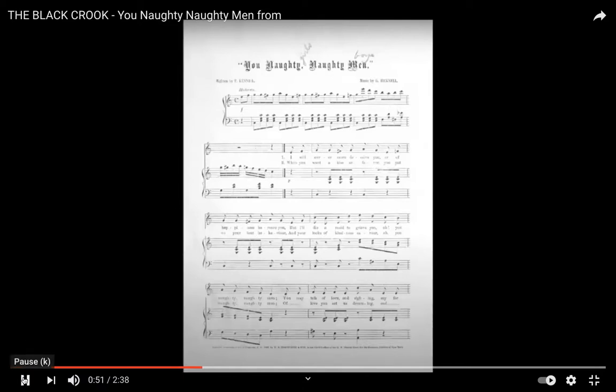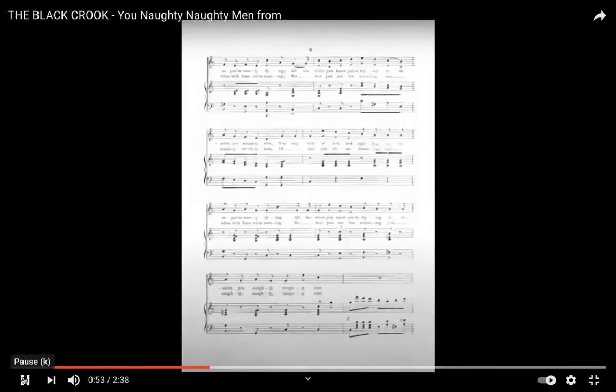Of love you set us dreaming, and when we thought we're teeming, we find you are but scheming, you naughty, naughty men. Of love you set us dreaming, and when with hope we're teeming, we find you are but scheming, you naughty, naughty, naughty men.